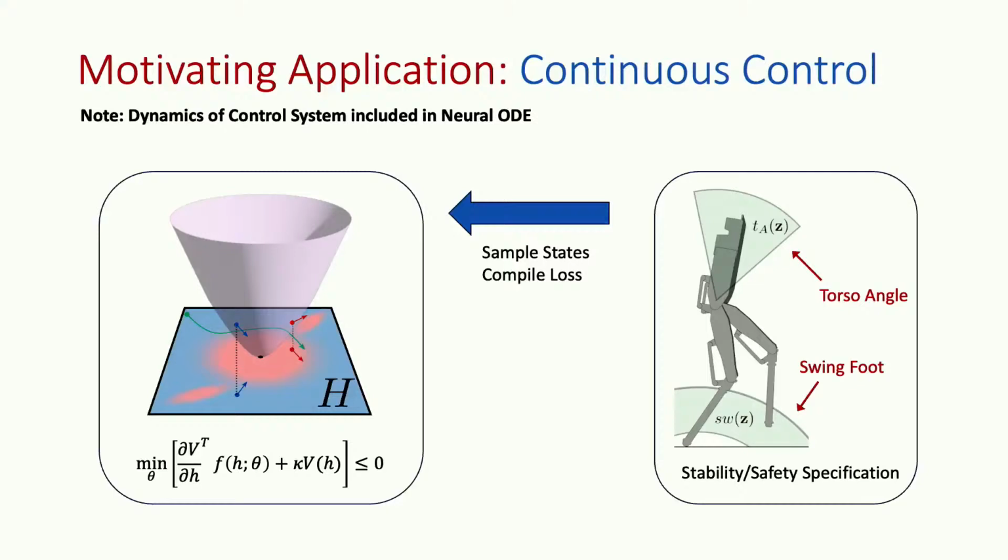And so you sample states in the state space. It's an ODE. You have a controller as part of this. You have a neuro-ODE controller as part of this.